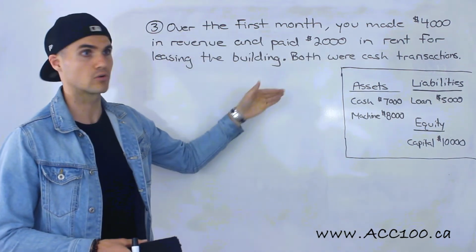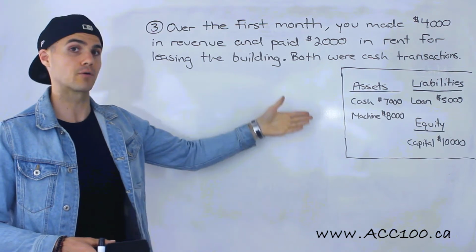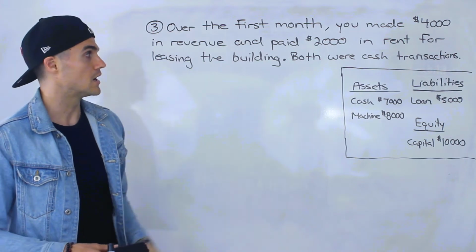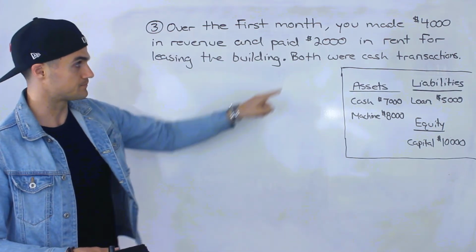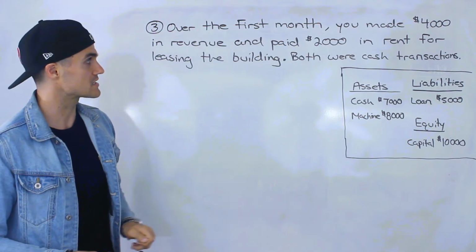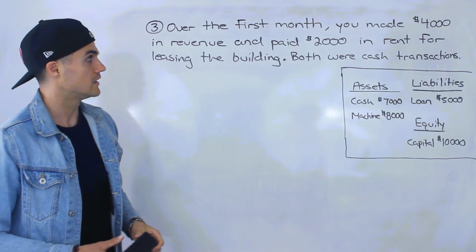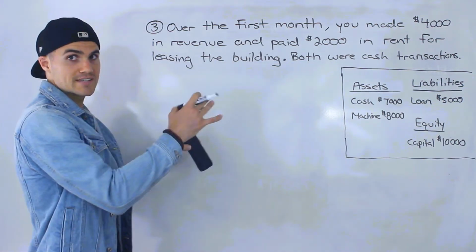You're going to have to buy ingredients for the ice cream. You're going to have to buy supplies. Maybe you'll be hiring someone, so you'll have to pay a salary or you'll have to pay a wage. But for now, to keep it simple, to illustrate some points, I just kept this single expense of $2,000 for rent. So let's actually look at both of these transactions separately.